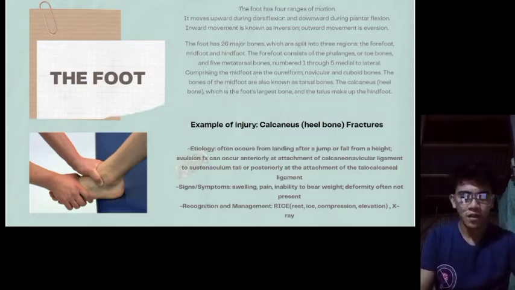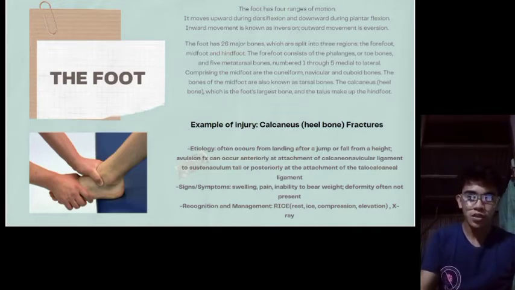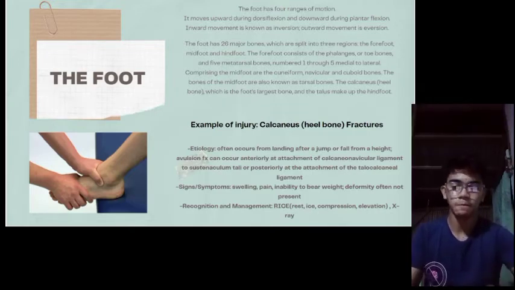The forefoot consists of the phalanges and 5 metatarsal bones, numbered 1 through 5, with 3 medial and 2 lateral. Comprising the midfoot are the cuneiform, navicular, and cuboid bones. The bones of the midfoot are also known as tarsal bones. The calcaneus, or heel bone, which is the foot's largest bone, and the talus make up the hindfoot.